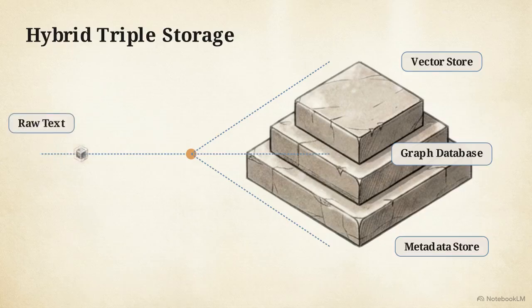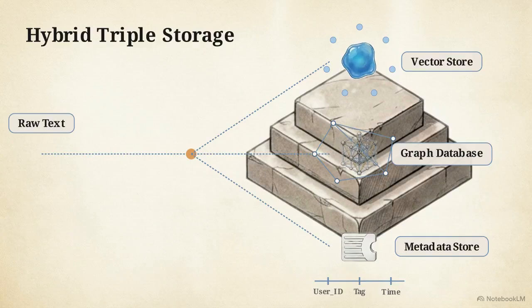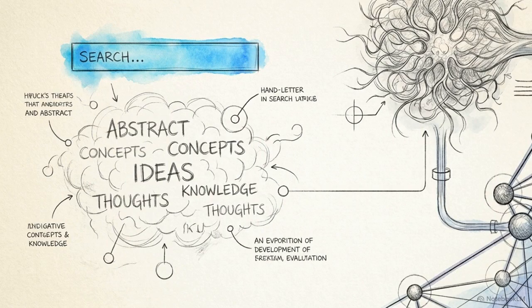When raw text enters the system, it is converted into embeddings and sent to the vector store. This preserves the agent's ability to understand nuance and semantic similarity. Simultaneously, the system extracts entities and maps their explicit relationships into the graph database, locking in the structural logic. Finally, temporal data, user IDs, and tags are logged in the metadata store, establishing a timeline for strict time-based filtering. This architecture enables parallel querying.